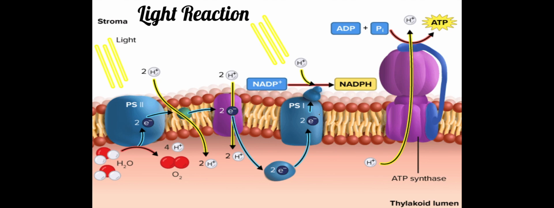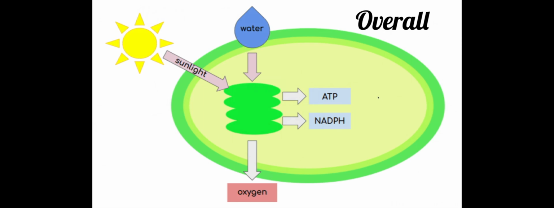Now back to the two electrons that have become so energized. At the end of the second electron transport chain, the two electrons are combined with a hydrogen ion, which reduces nicotinamide adenine dinucleotide phosphate, or NADP+, and is converted into NADPH. That is how the light reactions occur. Let's just take a little overview. All of this happens in the thylakoid, the light reactions, and water and sunlight go into the light reactions. ATP and NADPH are created, and oxygen is released as a byproduct and goes into the atmosphere.